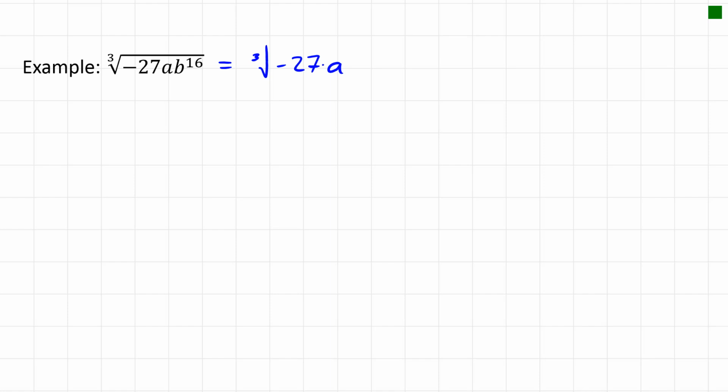And b to the 16. So b to the 16 is an interesting one. I'll do my work on the side here. So b to the 16, I need to write this as b to the power of some multiple of 3 times the leftover. So the highest multiple of 3 is probably 15, and b to the 1. So if I use 15, I could write that as b to the 5 to the power of 3 times b, and that third power will cancel with my third root. So that's the way I'll go.